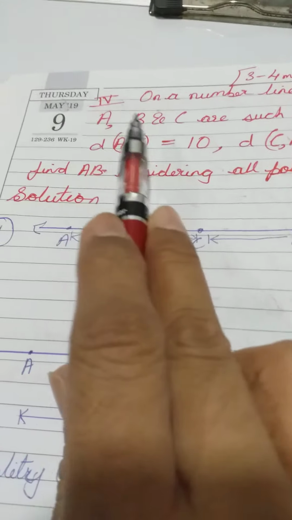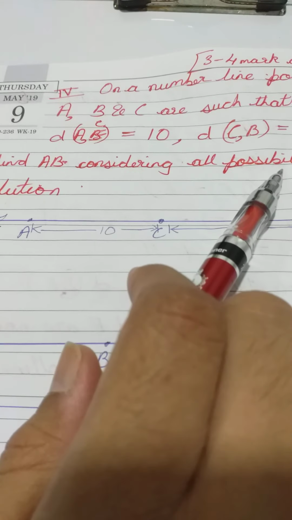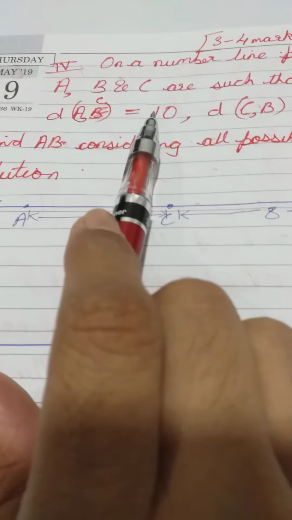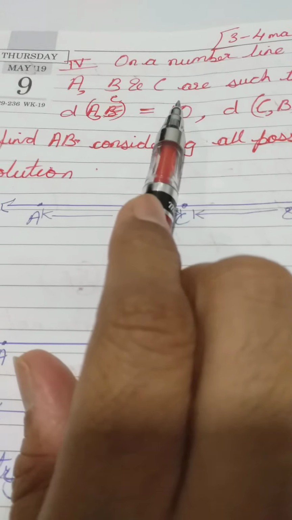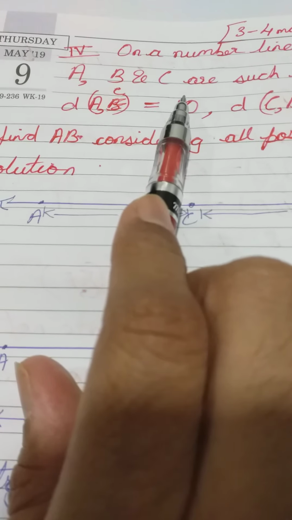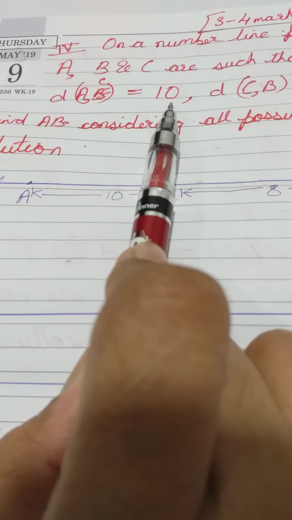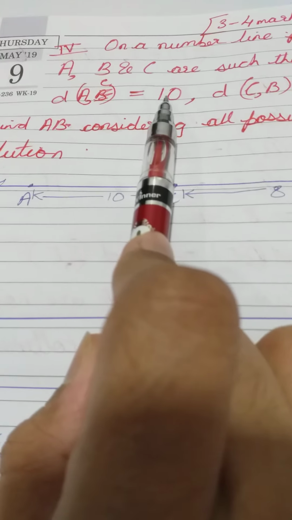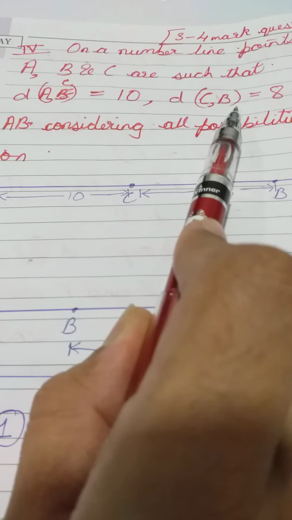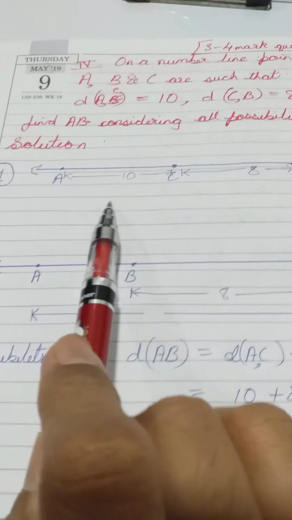Now what do you mean by considering all the possibilities? They said that points A, B and C are on the same line, but they have not said which point is between the other two. Okay, so we have to draw the figure. Distance of AC is equal to 10 and distance CB is equal to 8. Now there are two possibilities.